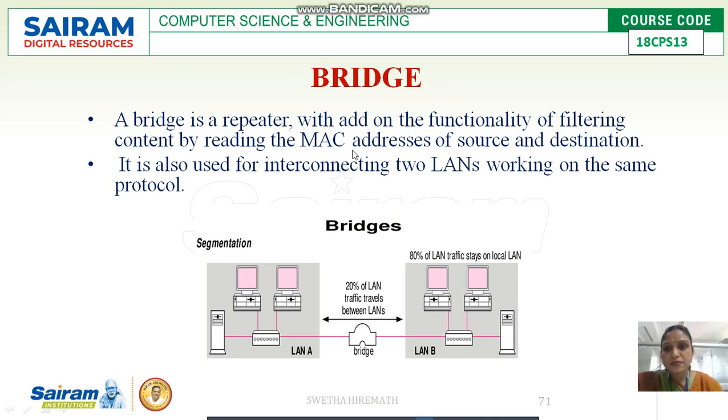Next is bridges. A bridge is a repeater with the added functionality of filtering content by reading the MAC addresses of source and destination. It is also used for interconnecting 2 LANs working on the same protocol. If both the LANs are working on the same protocol, then we connect them with the help of a bridge. Here you can see the diagram: LAN A and LAN B are interconnected with a bridge.